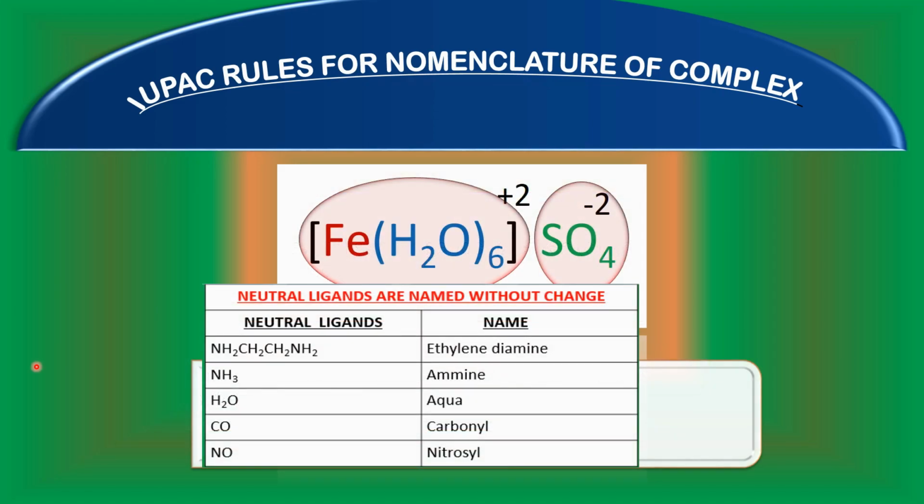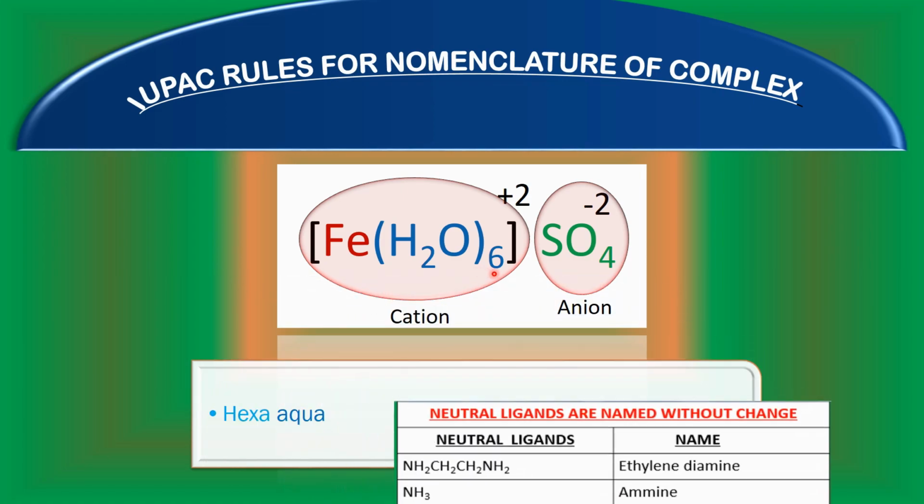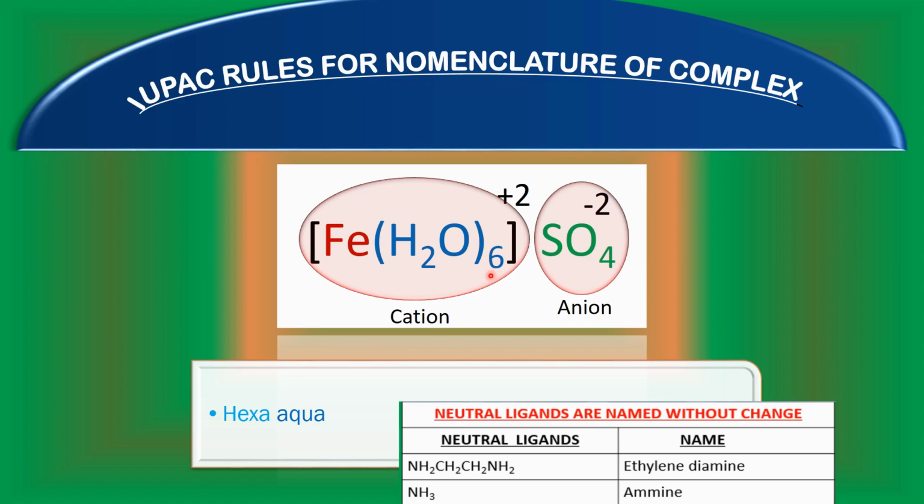Now let's apply these rules on this complex. This complex has water as ligand and water is a neutral ligand and is named as aqua. There are 6 water molecules, so for 6 we have to write down the prefix hexa, and water is called aqua.